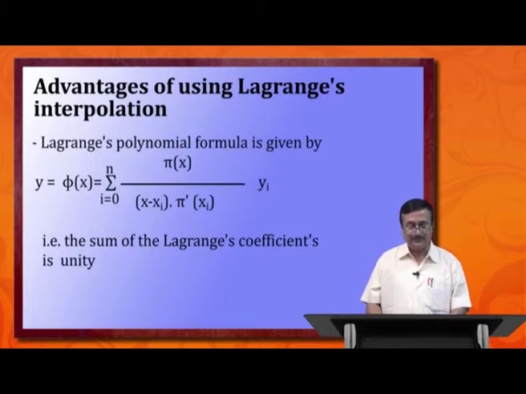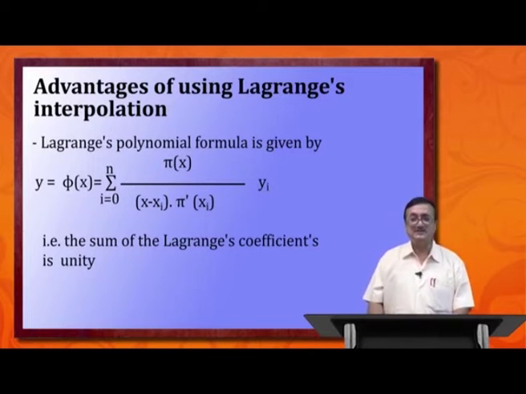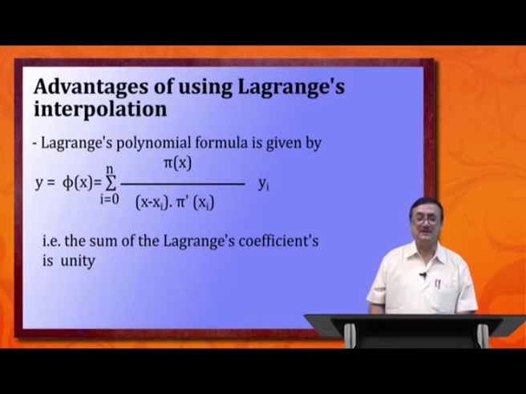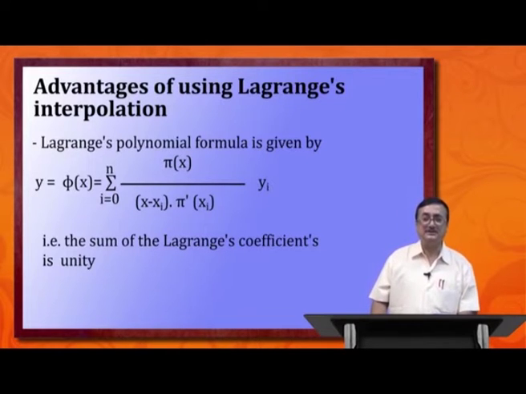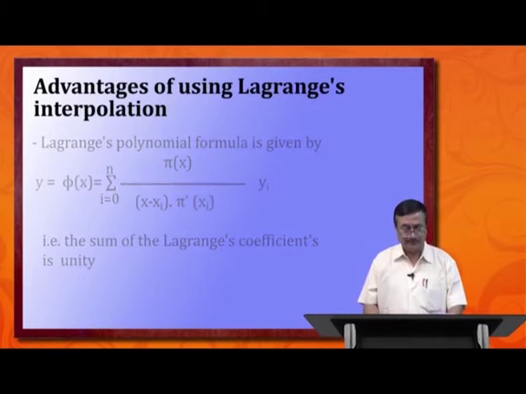Lagrange's polynomial formula is given by y is equal to phi x in the following form, which has already been mentioned in our lecture. The coefficients are Li, given by Li x is equal to pi x by x minus xi into pi dash xi, and observe that if we add Li over i is equal to 0 to n, we will get 1. That is, the sum of the Lagrangian coefficients is always unity. This result can be used for checking the Lagrangian polynomial obtained in our problem. This will be taken as a checking formula.